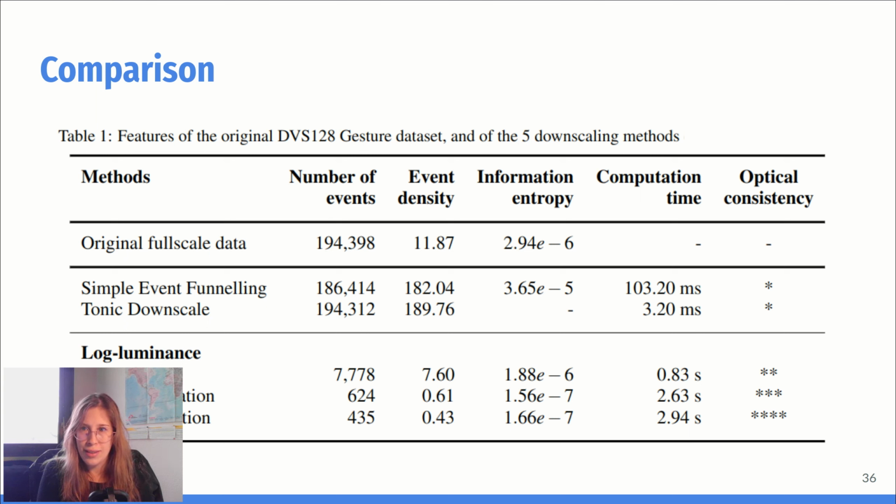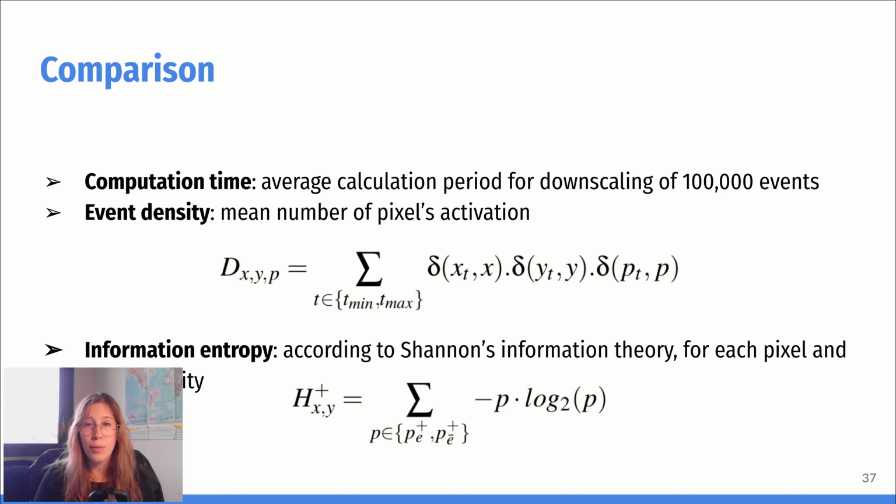Is it a good thing that it decreases that much? We don't really know, and we want to be sure that the information that is kept is relevant. In order to do so, we computed the information entropy using Shannon's information theory, meaning that for each pixel and each polarity, positive and negative, we computed the probability of activation and non-activation of this pixel and computed the following variable H plus with this equation in order to obtain this information.